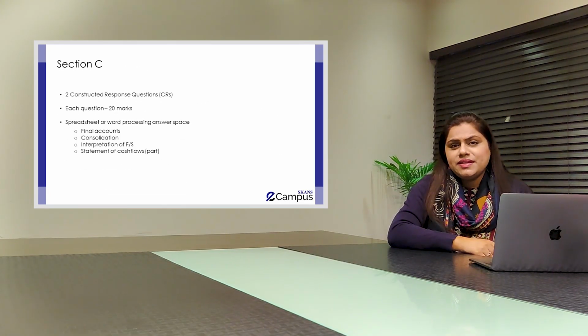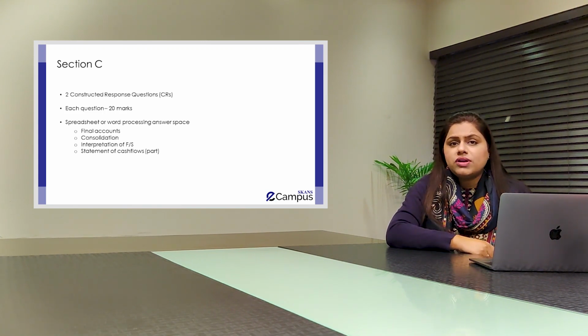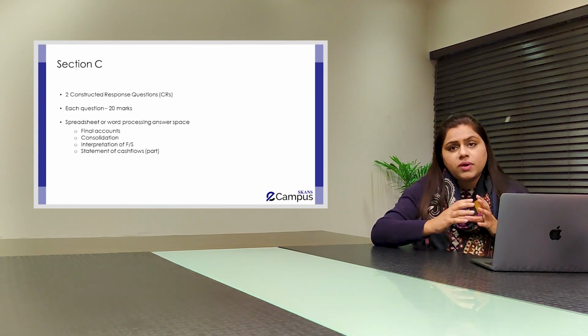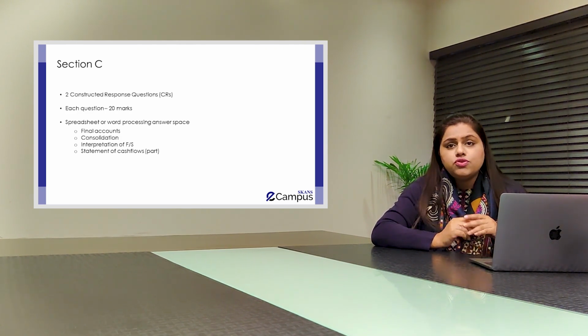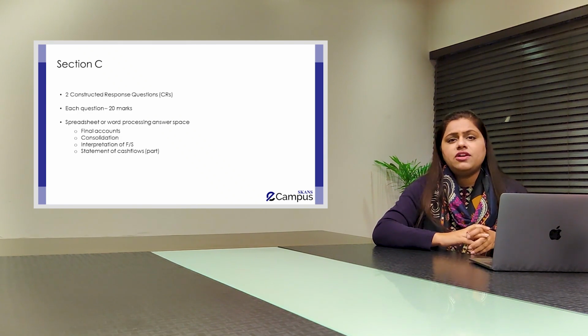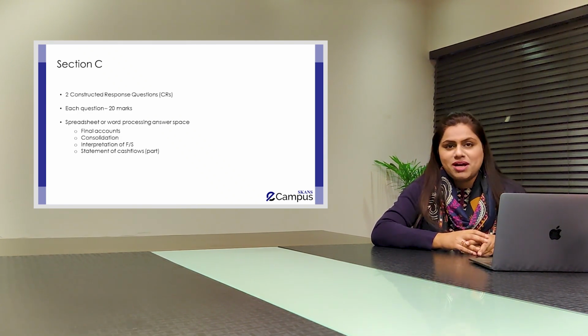In the section C, you will have 2 questions referred to as constructed response questions, or what we call CR questions, because you have to present your answer in a designated spreadsheet or word processing answer space. This is the section where you need to show detailed workings to justify your answers and have the scope to score a lot of easy marks.